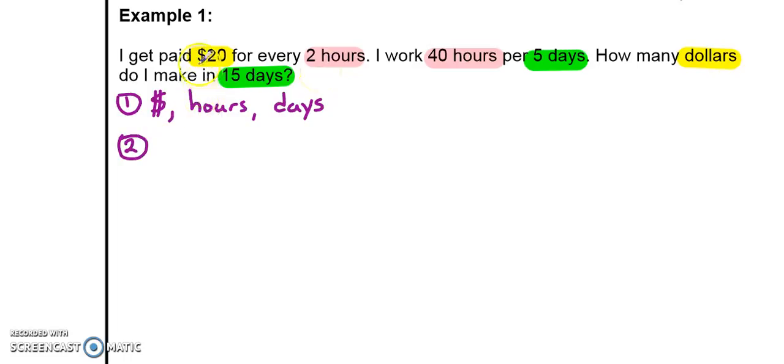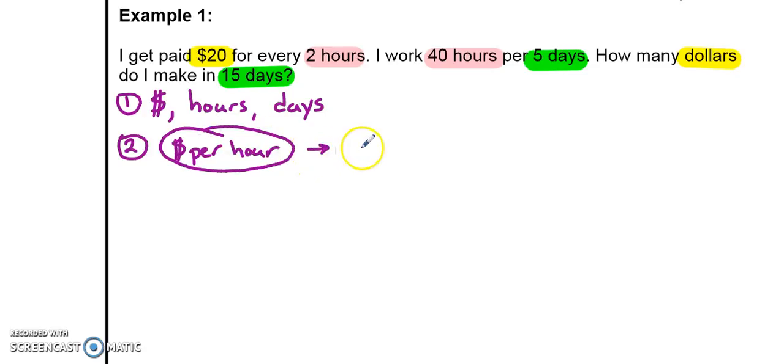So let's think. At the start of this problem, they tell us we get paid $20 for every 2 hours. So the ratio there is dollars per hour. It's our starting ratio, dollars per hour. But then, what's the ratio that we need in our answer? Well, looks like the last part of this says how many dollars do I make in 15 days? So my ending ratio will have to be dollars per day. Okay.